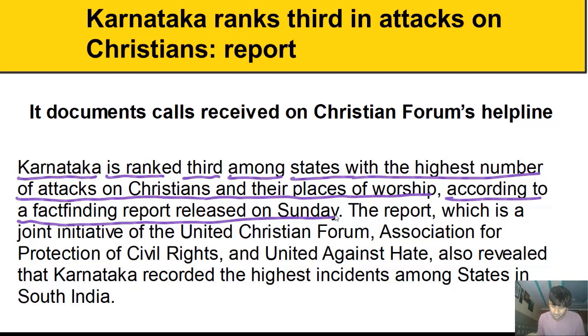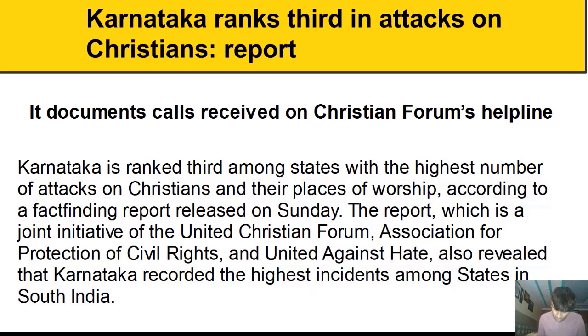Since we know the meaning of the sentence, let's break it down. The very first thing we're going to do is identify the subject. Karnataka is a proper noun. After that we have is, which is a verb. So Karnataka is the subject. Is ranked: ranked is the main verb, is is the helping verb, and this is in the passive form.